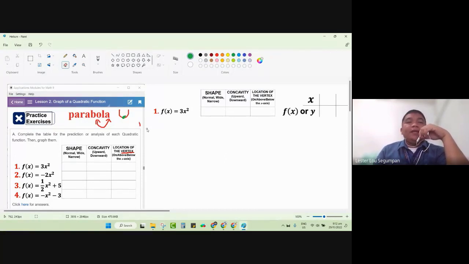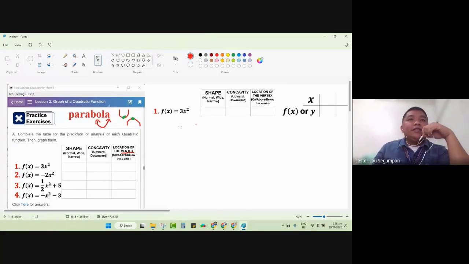Before we go to graphing them, because that's the second concern here, we are to graph them later. We can actually predict the shape, concavity, and the location of the vertex just by looking at the coefficients. So let's start with the prediction.